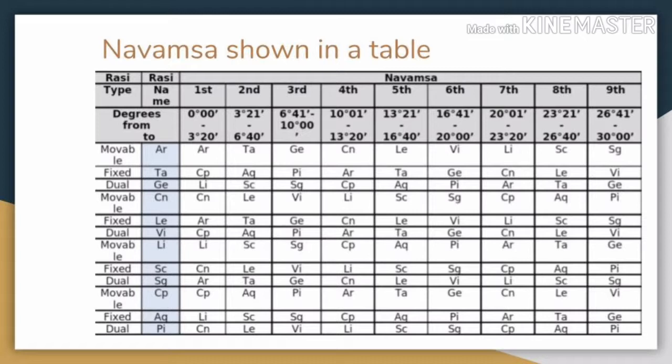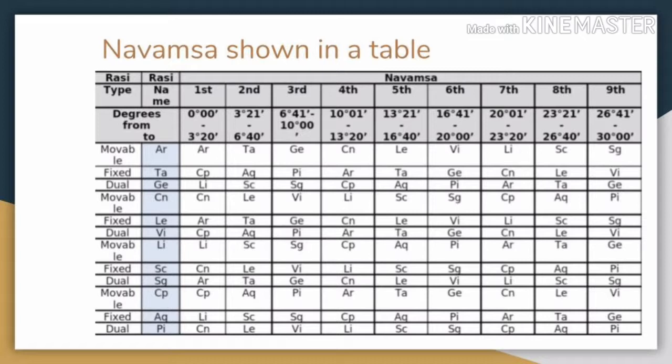Okay. Now go to the next Rashi. Okay, next Rashi is Taurus. Again, you divide Taurus into 9 equal parts. But this time you have to start the counting from Capricorn, because last time your counting had ended on Sagittarius. So start from Capricorn and count 9 parts and you will reach up to Virgo.